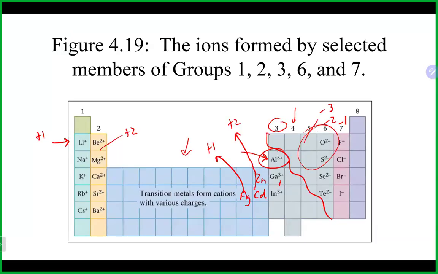Yeah, zinc and cadmium are +2. Then if you hang a left, silver is going to be +1. Yeah. Other questions?